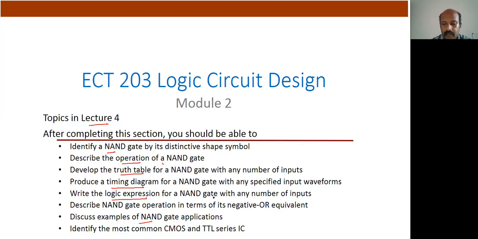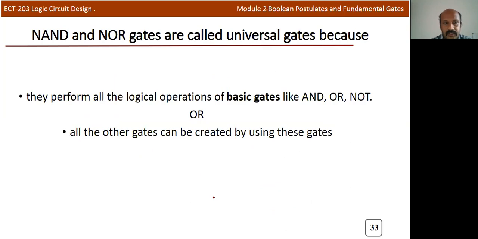Okay. First, we will discuss why NAND gates and NOR gates are called universal gates. This is a common term: NAND gates and NOR gates are universal gates. Why are they called universal gates? Because they can perform all the logical operations of the basic gates like AND, OR, NOT. By using a NAND gate, we can implement the AND function, or by using NAND, we can implement the OR function. Similarly, the NOT function. So that's why the NAND gate is known as a universal gate.